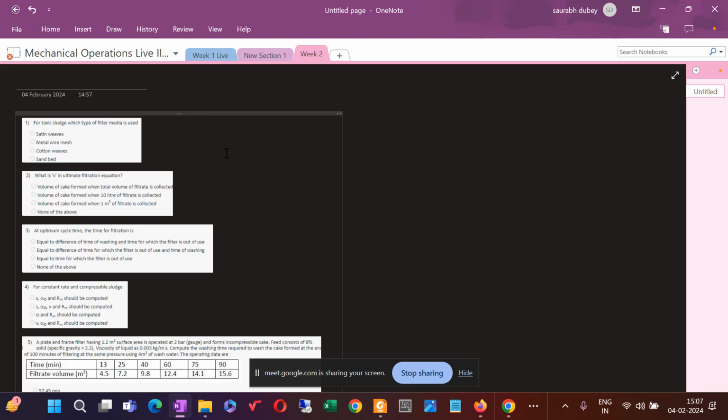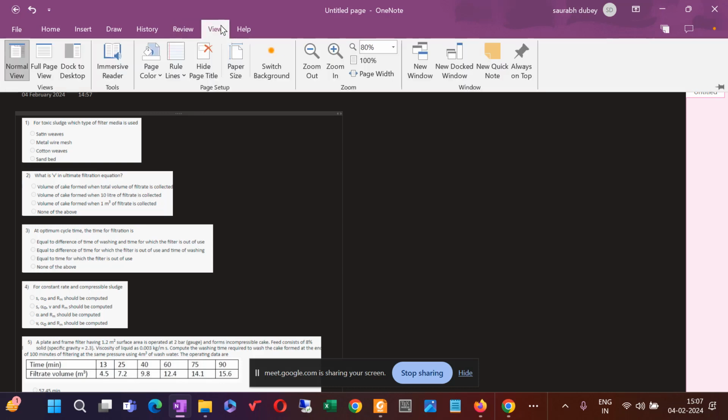Various filtrations, basically batch filtration and continuous filtration, have been discussed thoroughly along with some examples and its types. In that, lots of different classifications of the filtration unit have been done.